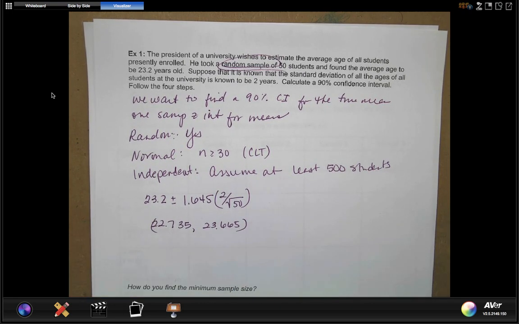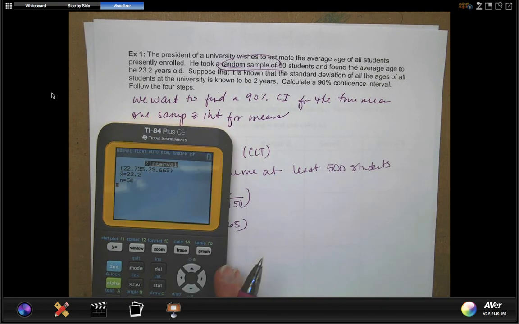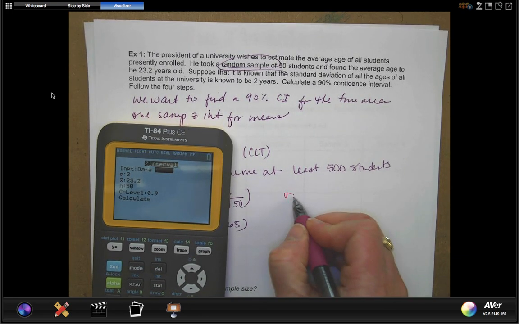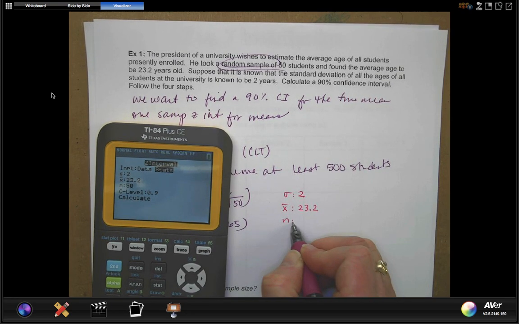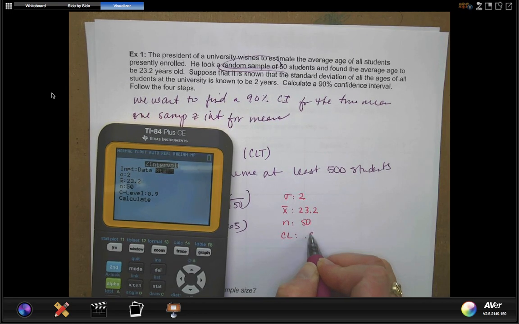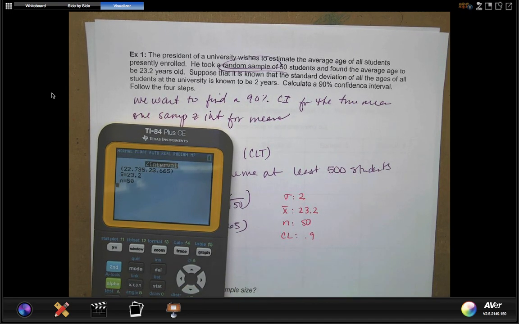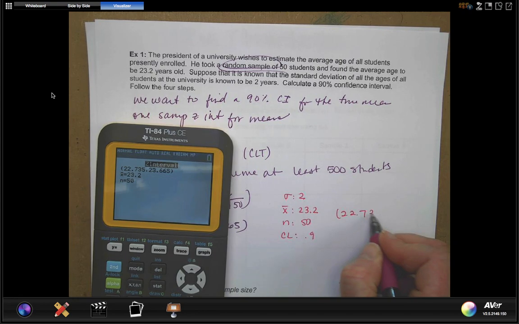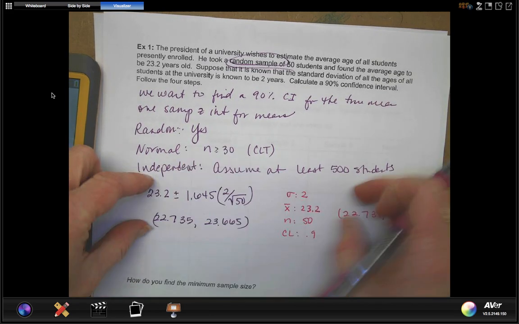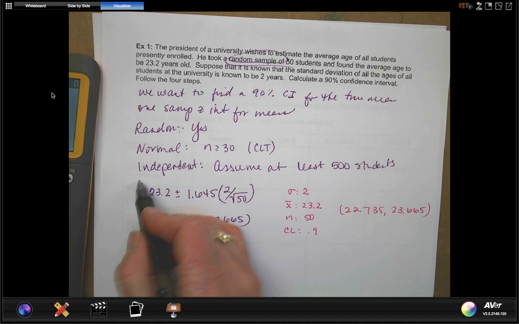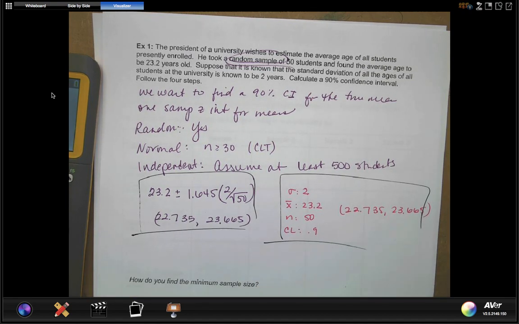All right, alternatively, you can do it on the calculator. To do it on the calculator, you'd go over to stat tests. Number 7 is your z-interval. I'm going to use the stat option. So my sigma is 2, my x bar is 23.2, my sample size is 50, my C level is 90. Okay, so everything I just wrote here in pink, you can do it this way if you would prefer. You're just replacing what I just wrote here, like these pieces. You can do either of those boxes there, okay?